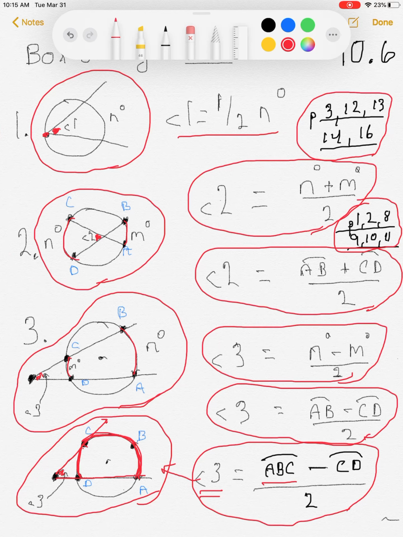Your assignment for today is all of problems 1 through 28.